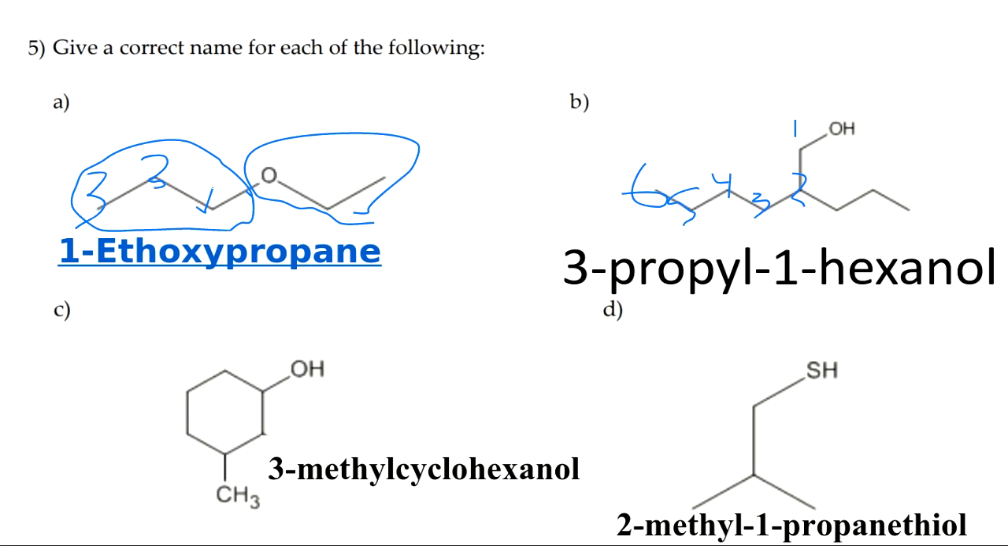Okay. As you can see in position 2 there is a substituent of 3 carbons. This is a propyl, so it will be 3-propyl, and carbon 1 is attached to OH, so it's 1. The longest chain has 6 carbons, so it's hex, and the functional group is alcohol, then it will be ol. So this is 3-propyl-1-hexanol.